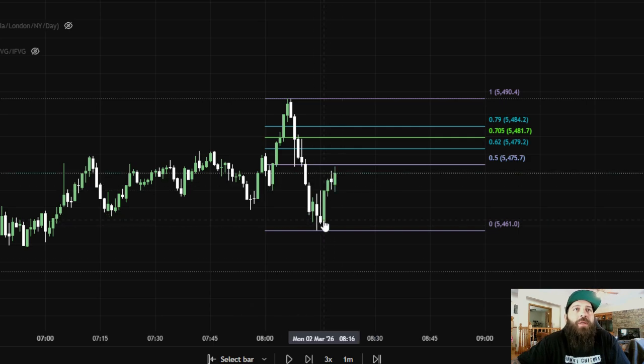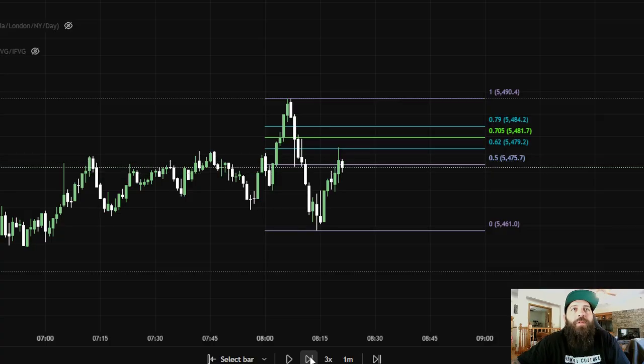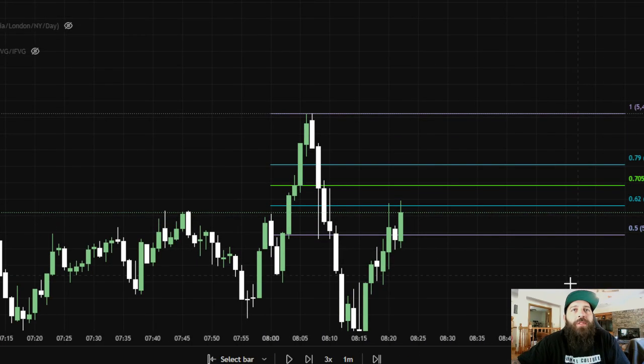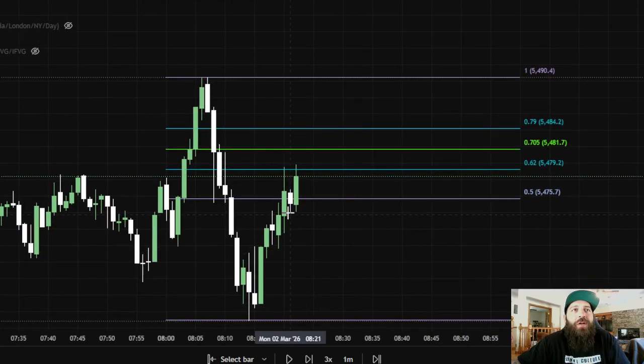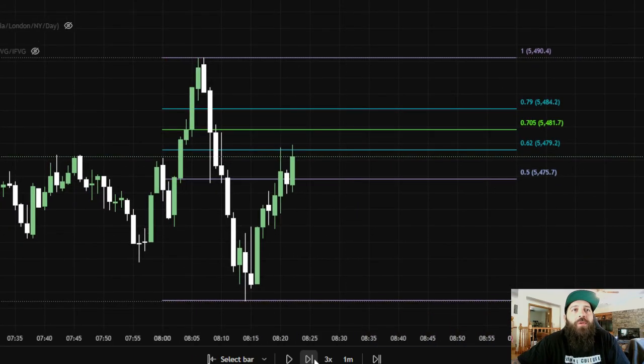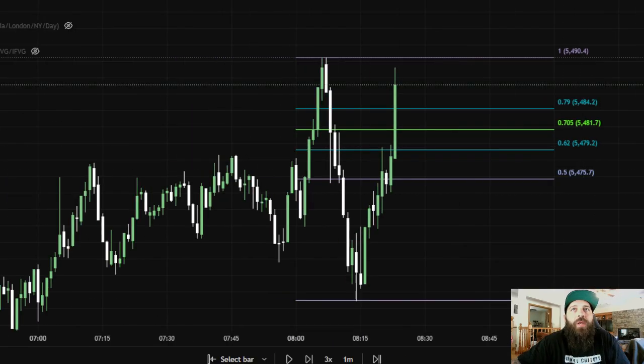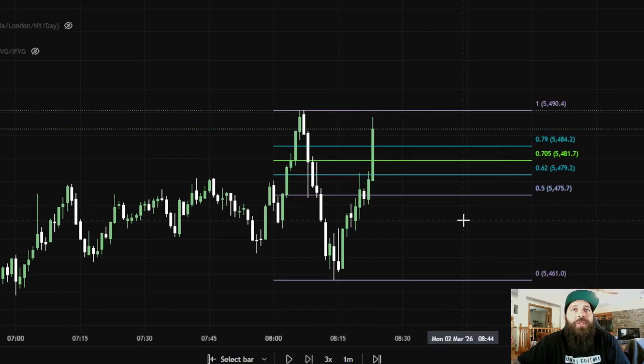So I would want to see some sort of close. Here's the 50%. I would want to see some sort of close before here prior to entering short. We're getting up into the OTE area. Okay, still up there. And again, this is what a lot of people struggle with. They would have already entered. They are not patient and they enter short. And then they likely just get absolutely stopped out here.